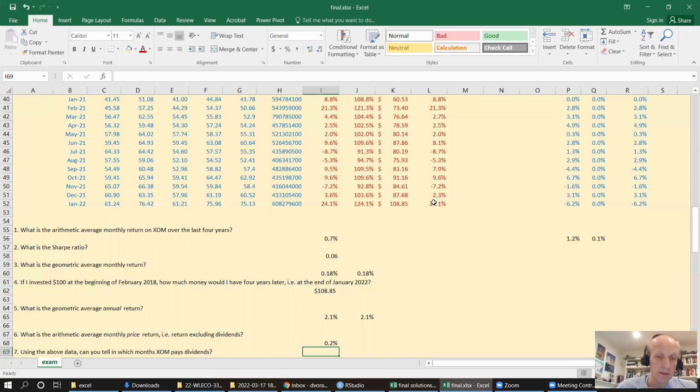So the price return is considerably lower than the total return. Exxon is a company that pays hefty dividends. And so we really need to look at the total return if you want to see what is the return on that investment rather than just the price return.